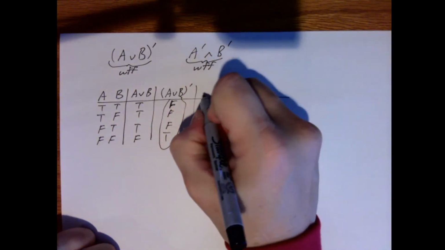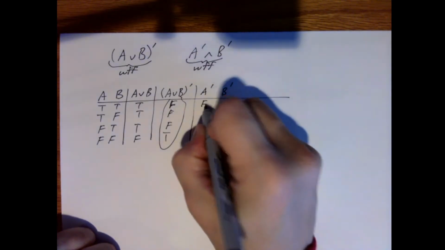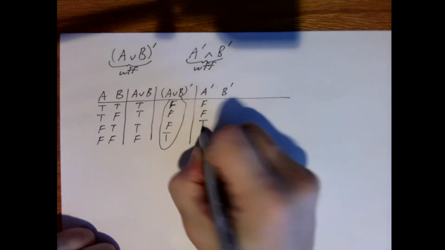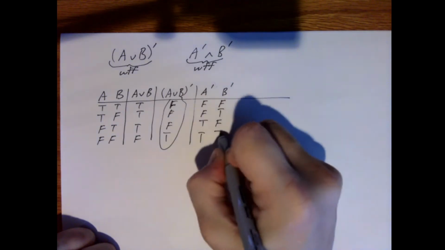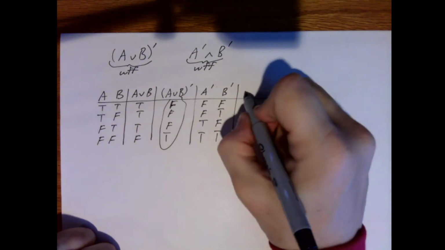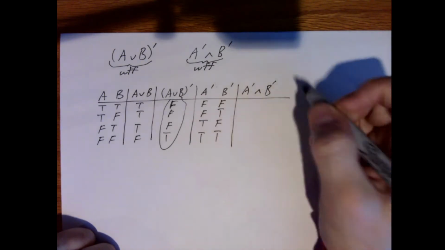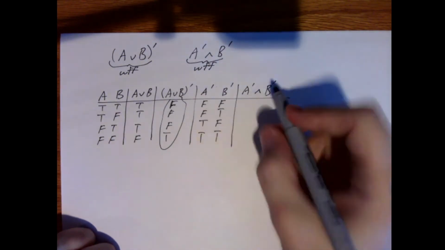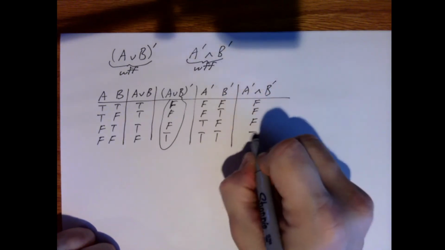And this is what we're producing here. Now let's produce this. I need to do these individually. So not A, not B. This would be false, false, true, true. And this would be false, true, false, true. And now when I AND those, not A and not B, this would be false, false, false, and true.